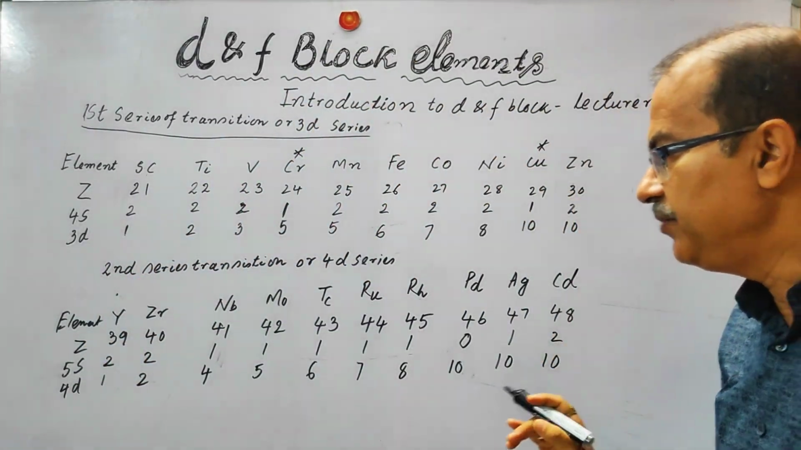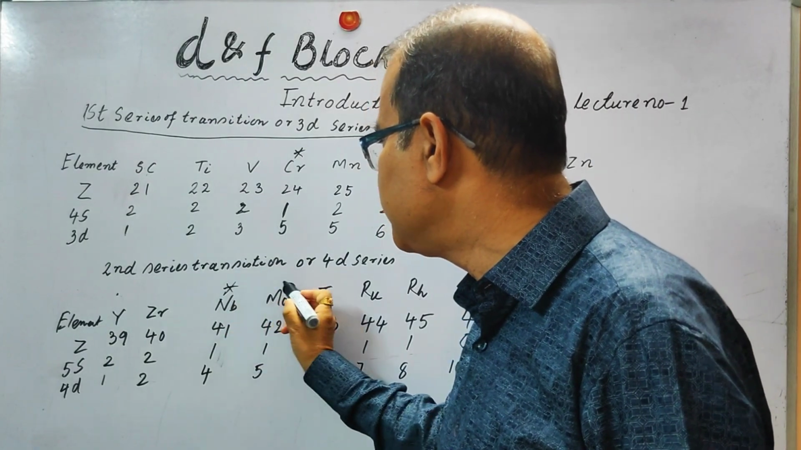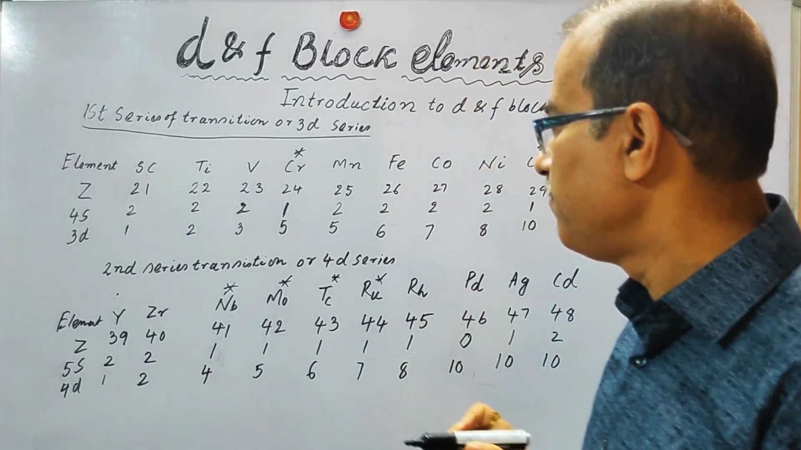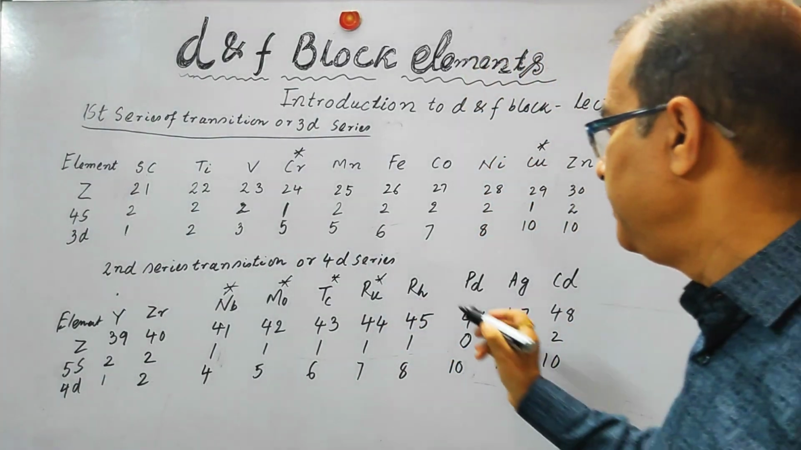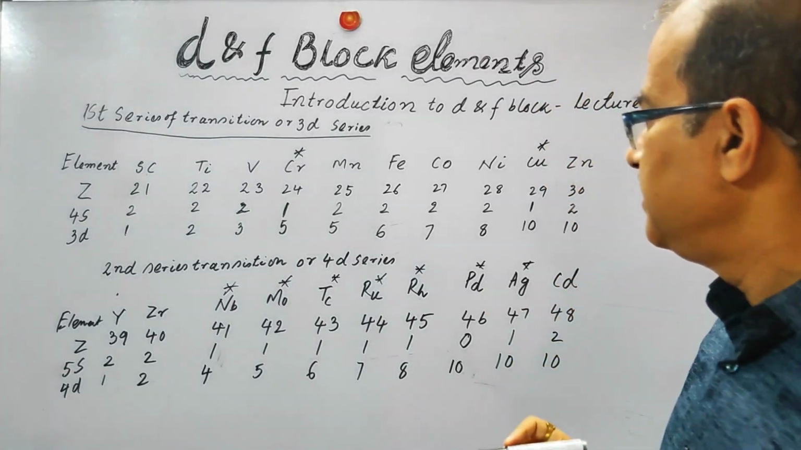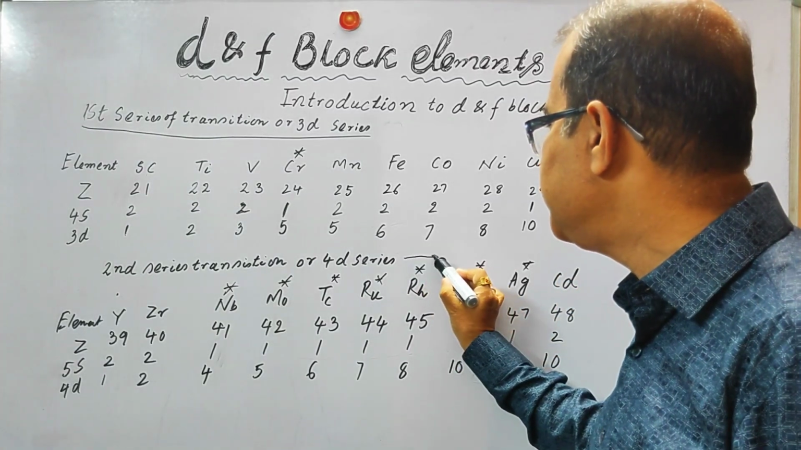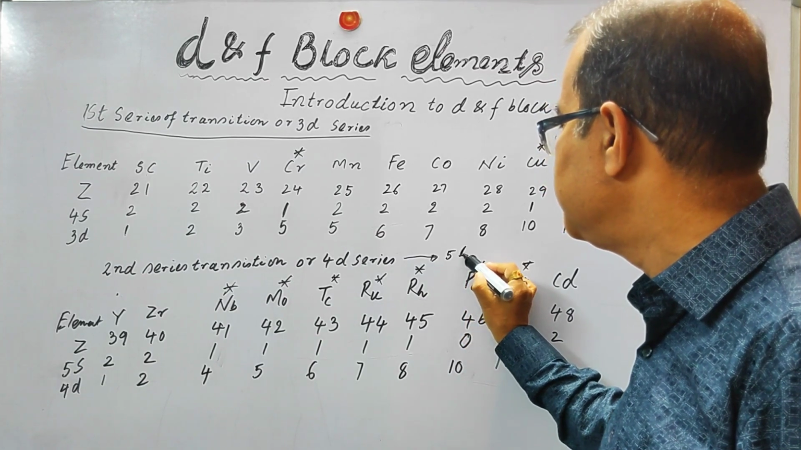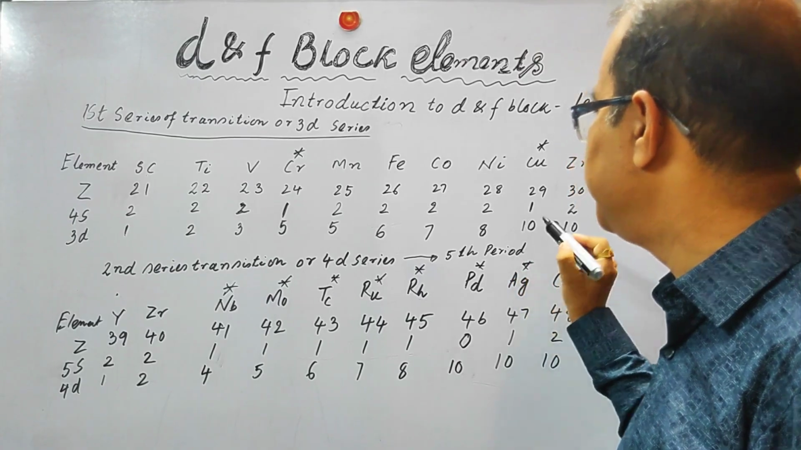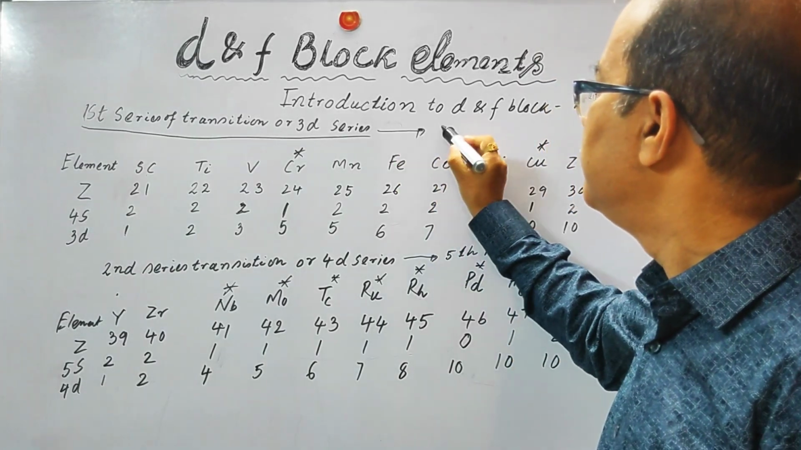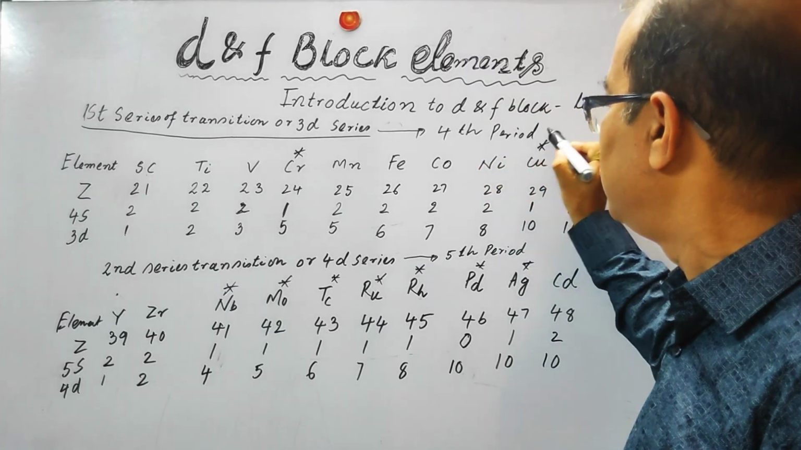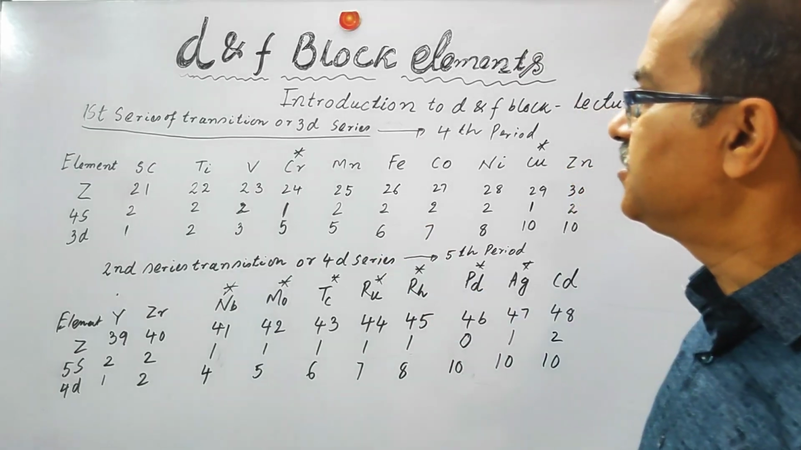So we understand the first series is scandium to zinc, and the second series is yttrium to cadmium, and you observe there is a lot of exception in this period. You can also write this: this exists in the 5th period of the periodic table. That one is in the 4th period. We have to write the period also. So these are the two transition series that we discussed.